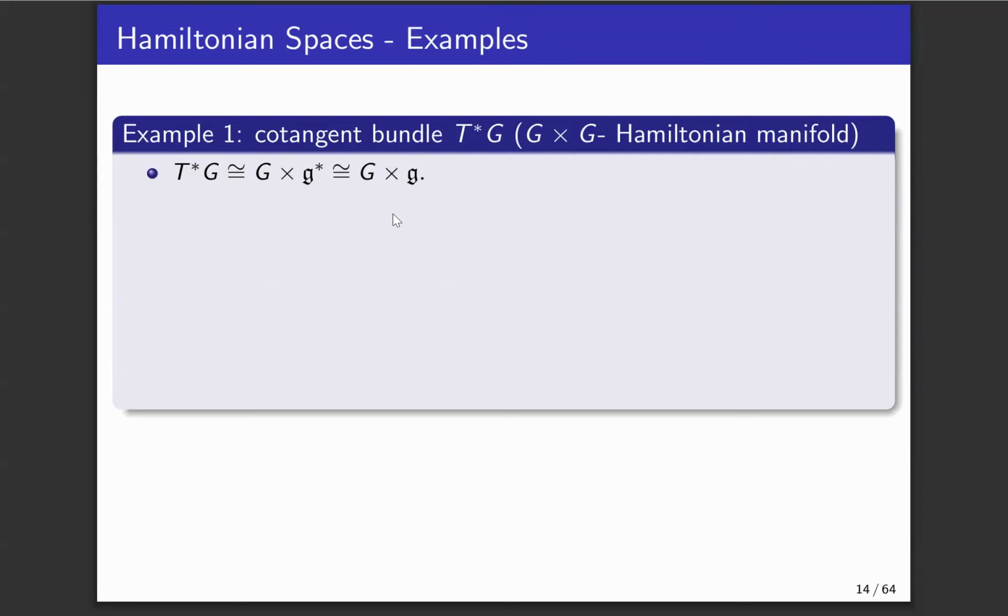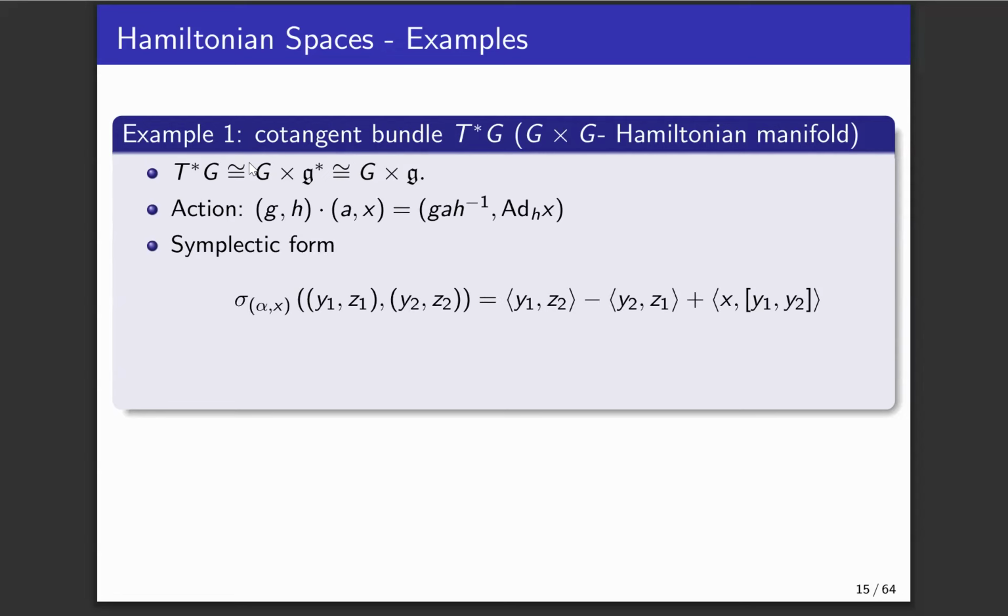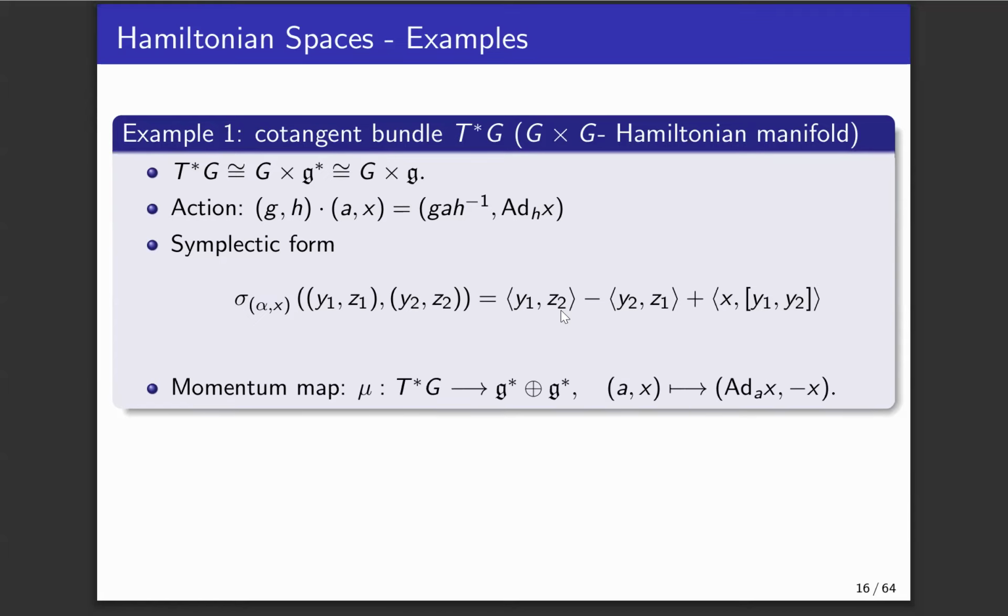And under this identification, we can define the G times G Hamiltonian action on the cotangent bundle. As you see here, we have the left action and the right action on the first component of the cotangent bundle, and we have the adjoint action on the Lie algebra part. And the symplectic form of the cotangent bundle of the Lie group is given by this expression. It's quite simple using this inner product.